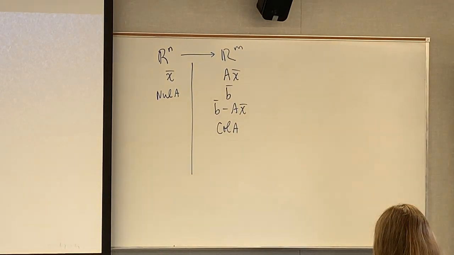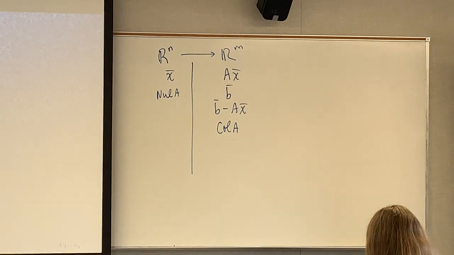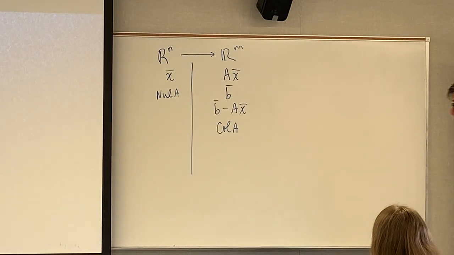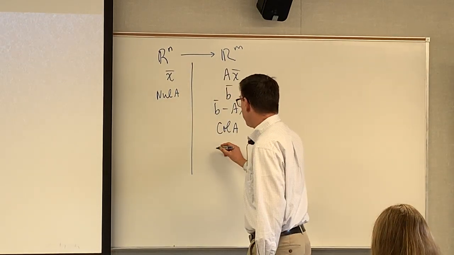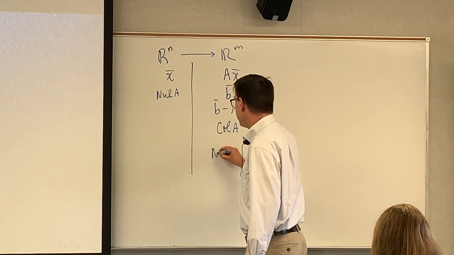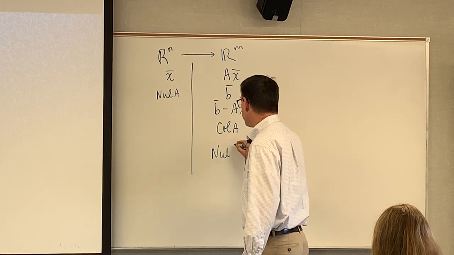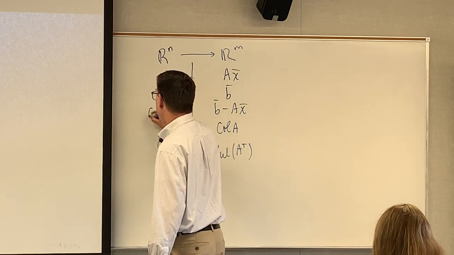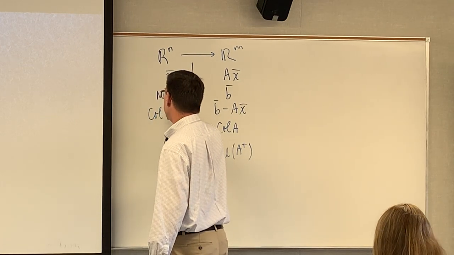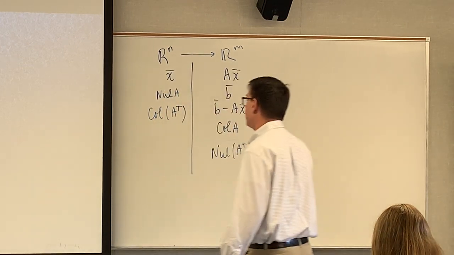We're also going to talk about the transpose of A a little bit. And when we talk about the transpose of a matrix, everything's reversed. So just as we're comparing Rn and Rm, Rm is where the null space of the transpose matrix sits, and Rn is where the column space of A transpose sits, just for the record.